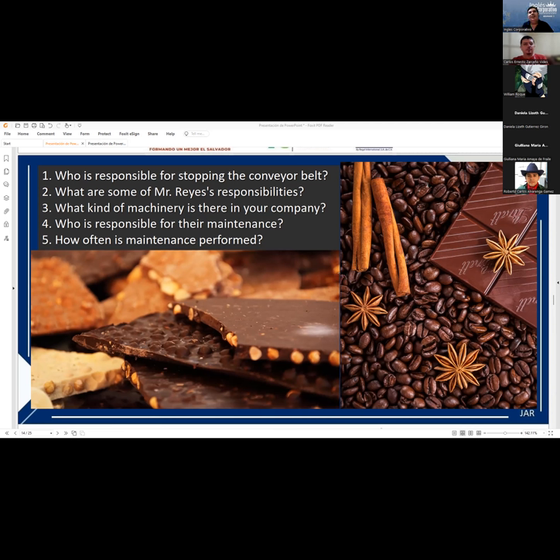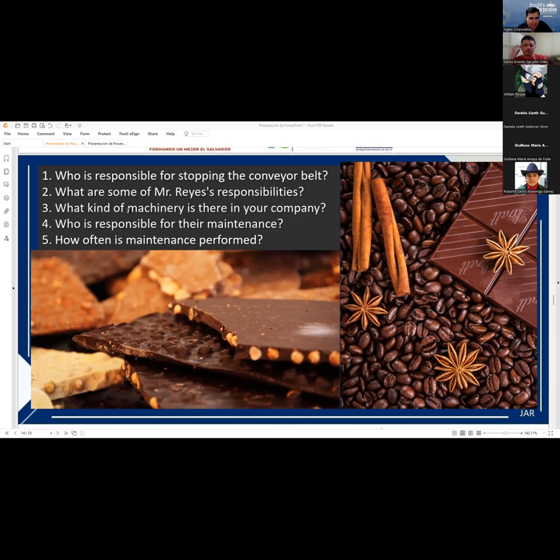I was thinking about Modern Times, the movie Modern Times with Charles Chaplin. You remember Charles Chaplin? He's fixing a machine and working and there is a conveyor belt and he's moving, working and fixing. That's a conveyor belt.